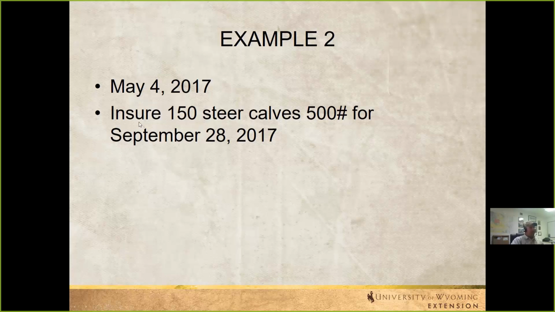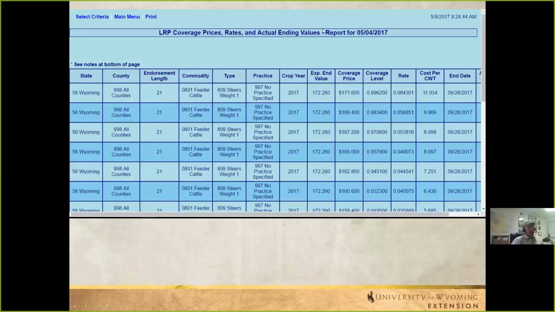Okay, if I want to do the same thing, I want to insure 150 steer calves that are going to be weighing about 500 pounds. The option on the 4th of May was to insure them to the end of September. So if I wanted to do that, here's the chart that would have popped up. We would have got to this exactly the same way I showed you earlier. Just click onto that link and walk through that. Notice here on the far right, I cut off the actual ending value. That column is blank because we don't know what the ending value is. But these were the offerings that they had. And I'm going to focus on, notice everything is the end of September. That's the only ending date that they were offering on that particular day.